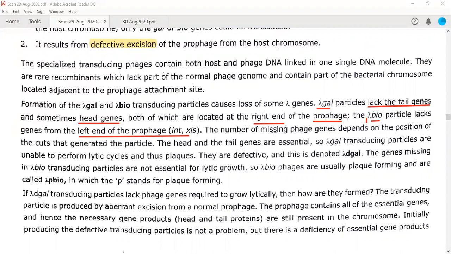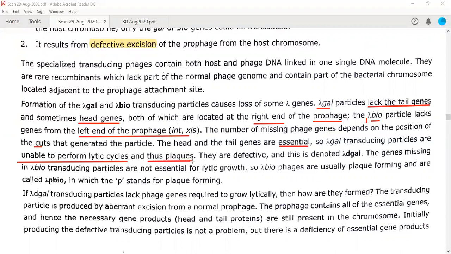So the number of missing phage genes depends on the position of the cuts that generate the particles. So it is always dependent and it may vary from one case to another case. That little variation may happen. It depends upon the cut where it is actually produced to make the particles. The head and tail genes are very essential. So in the first case, lambda gal transducing particles are unable to perform the lytic cycle, and thus they are not able to make the plaques.